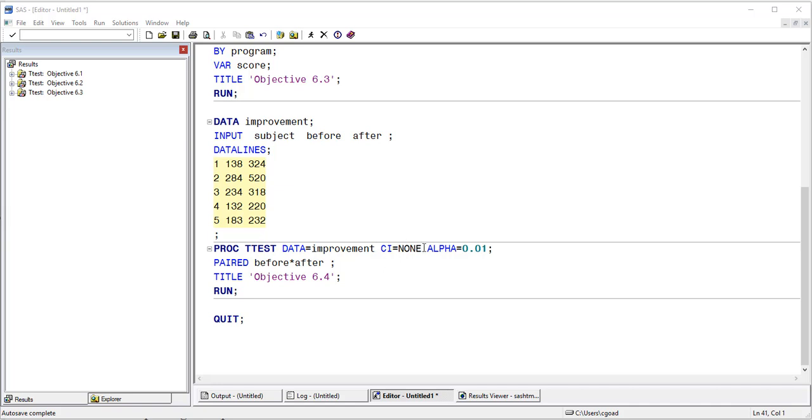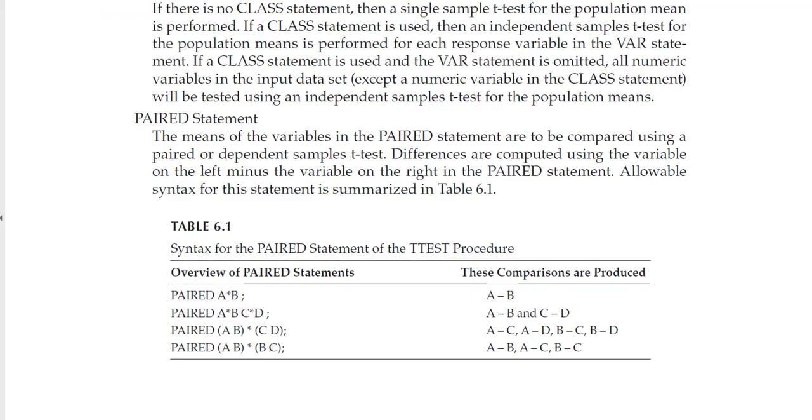I'm not going to do anything with the computation of the standard deviation confidence intervals. I am going to look at the confidence intervals for the population means and the paired statement, before asterisk after. So do you want to take this as before minus after? If you look at before minus after for the given statement here, it's going to be a negative number. If you want after minus before, then it's after asterisk before. You can look at multiple pairs in a paired statement, and those are actually shown in an earlier table in your book.